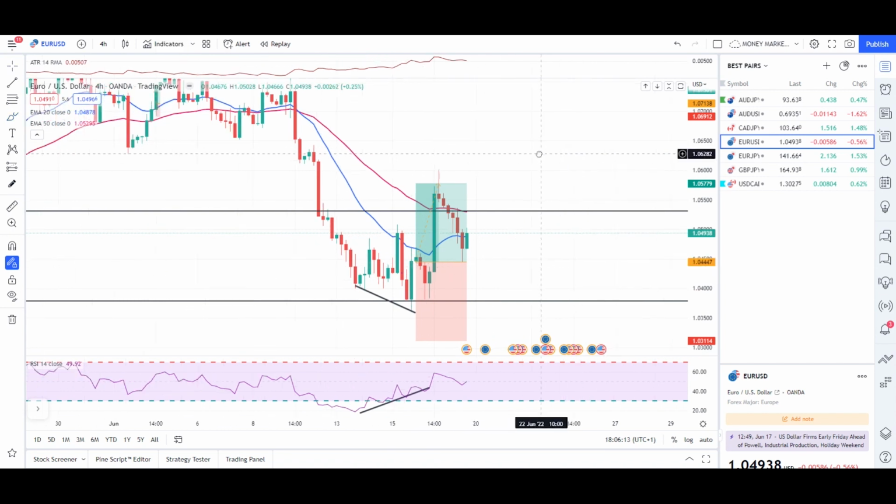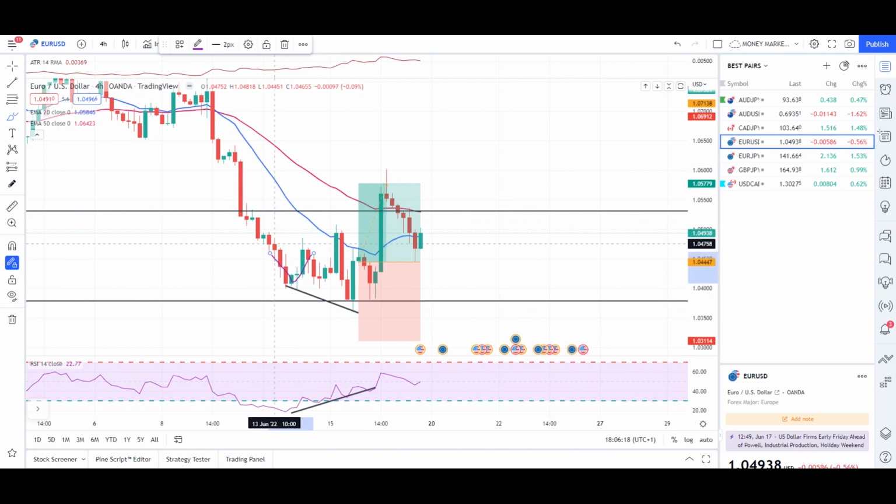So right here we got a nice divergence. The market is making lower lows and the RSI is making lower highs, making this a nice RSI divergence. At this point we got a nice engulfing pattern and I entered the trade here. As you can see, the market hit my target before it falls back down. So this was one of the trades I have taken.